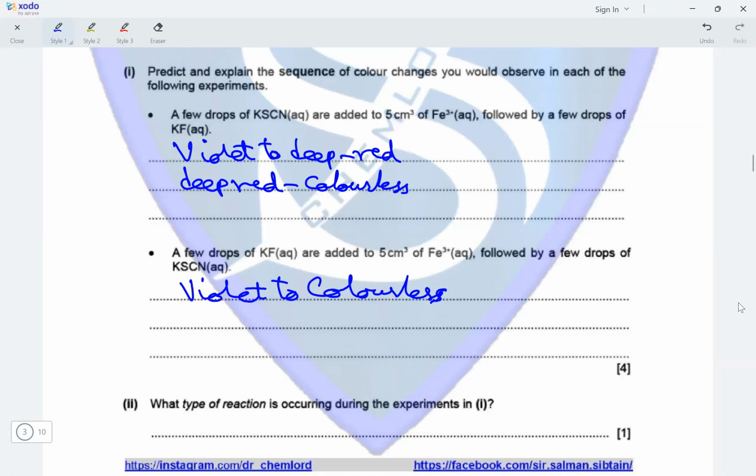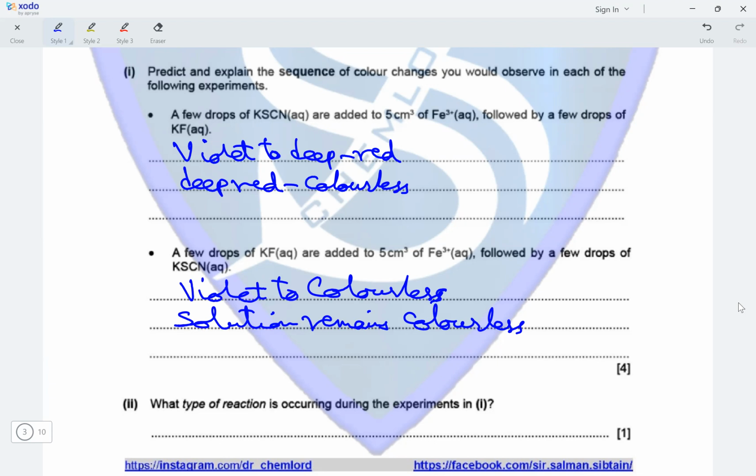So we will write: solution remains colorless. This is because the more stable ion was formed in the first step.